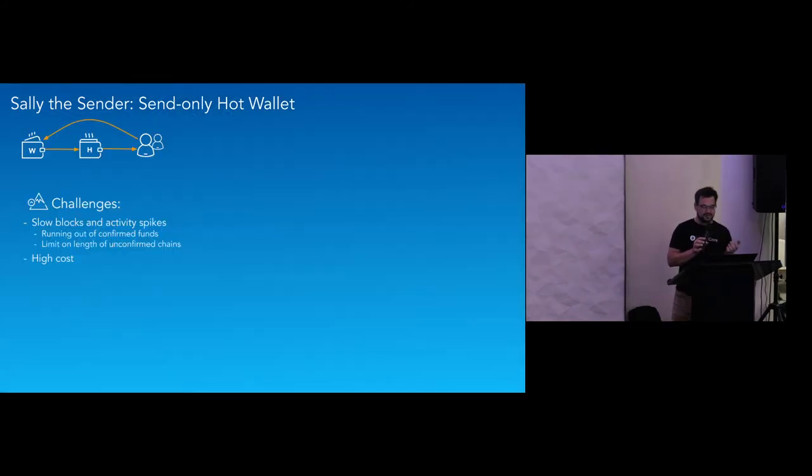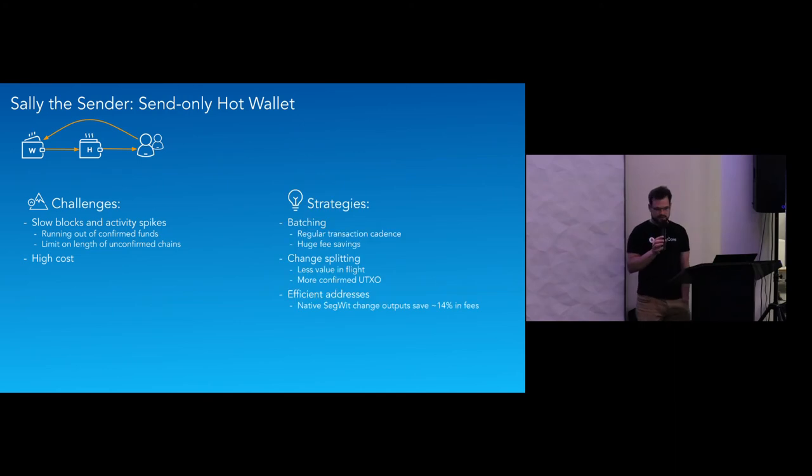So they had issues with running out of funds before, and what we suggested to them was batching, which saved them a lot of fees. It created this regular cadence, which made unspent management easier. We definitely need change splitting on that wallet, because every time it gets topped up with a few hundred bitcoins, those might get chopped down into smaller pieces quickly.